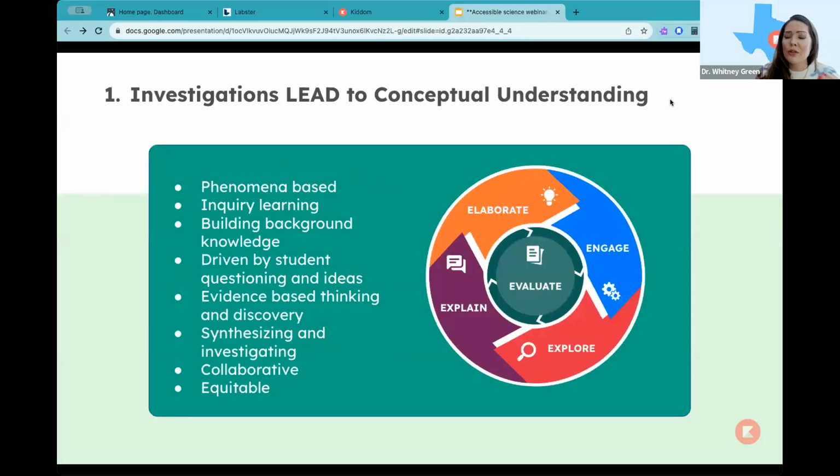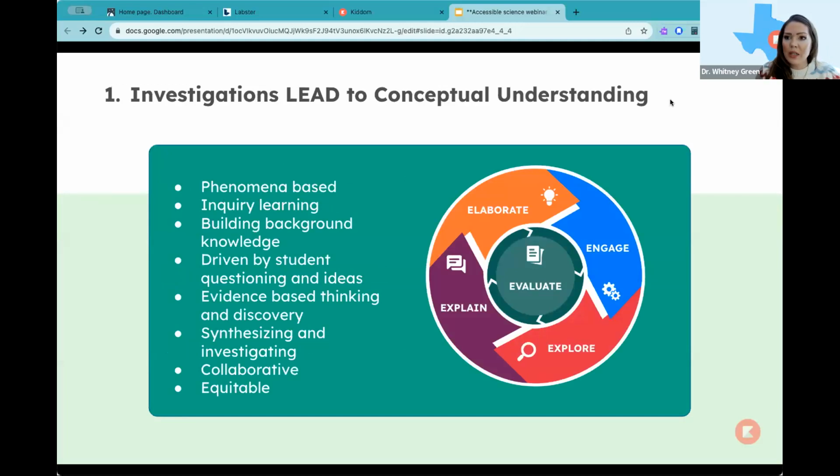So let's start off with those investigations lead to conceptual understanding. We know with these scientific concepts, you guys are going from 2D to 3D. That really means that we're really highlighting those SEPs. That's one of the big pieces that have been added in within TEKS coming up, which is great. But that means we've got to have hands-on components.